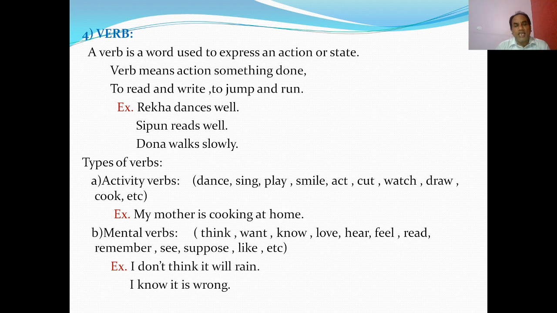So let us discuss mental verbs. Mental verbs mean not action, but something of the mind: think, want, know, love, hear, feel, remember, see, suppose, like. They do not need any activity. I do not think it will rain. Think is the mental verb. So we can't say I am thinking. It is non-progressive also. I know it is wrong. Know is the mental verb. We can't make it progressive. We can't say I am knowing. I know it is wrong.